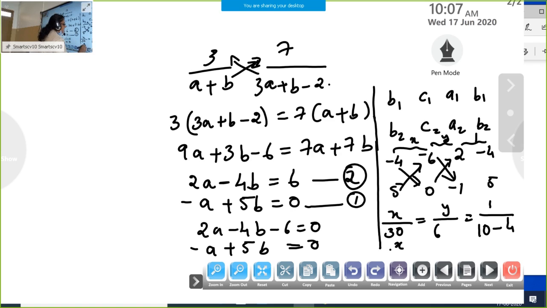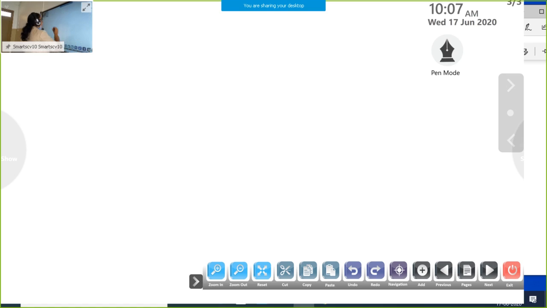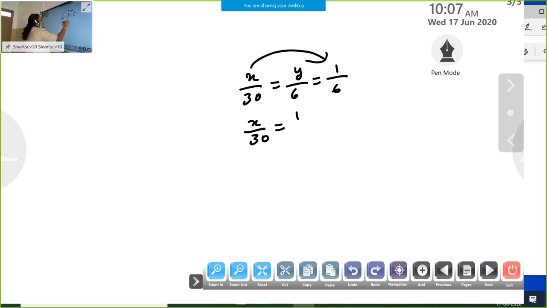That is, x divided by 30 is equal to y divided by 6 is equal to 1 divided by 6. 10 minus 4 is 6. Comparing 1 and 2, x divided by 30 is equal to 1 by 6.